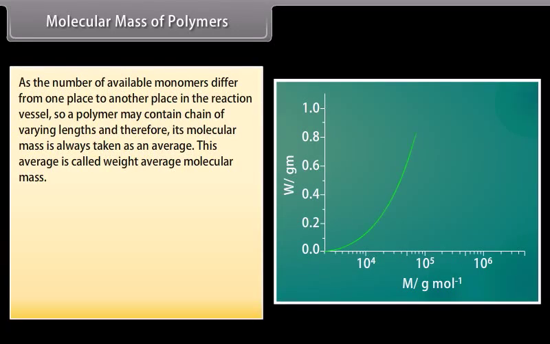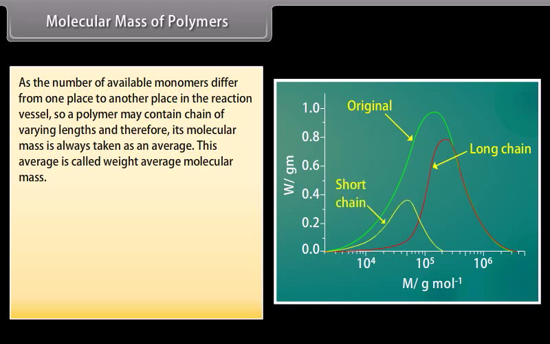Molecular mass of polymers. During the formation of polymers, the growth of the polymer chains depends upon the number of monomers available in its vicinity. As the number of available monomers differs from one place to another in the reaction vessel, a polymer may contain chains of varying lengths, and therefore its molecular mass is always taken as an average. This average is called weight average molecular mass.